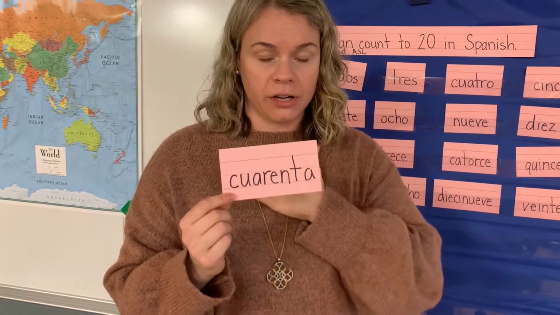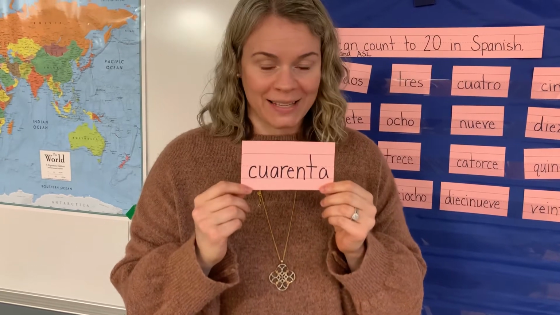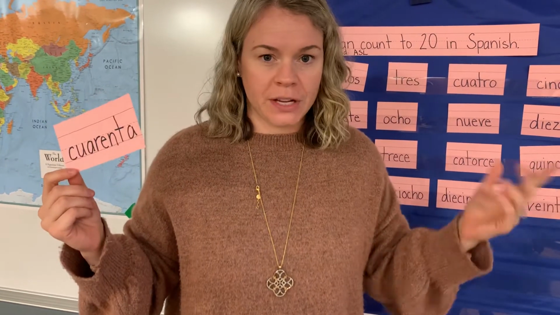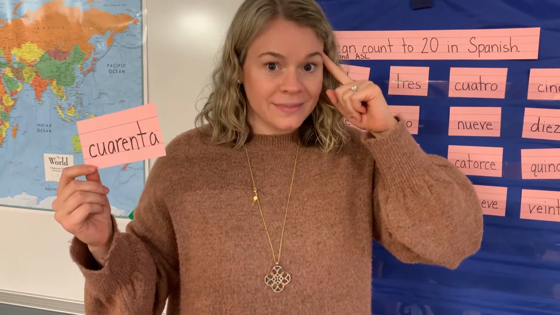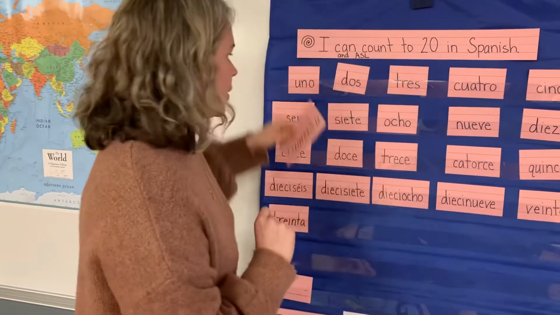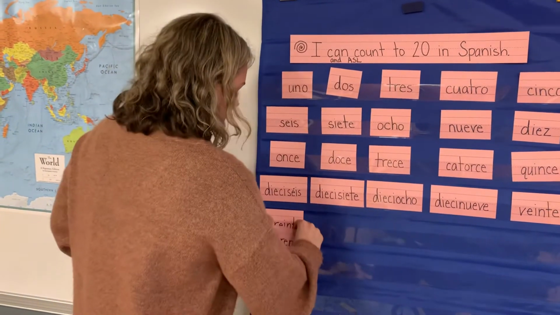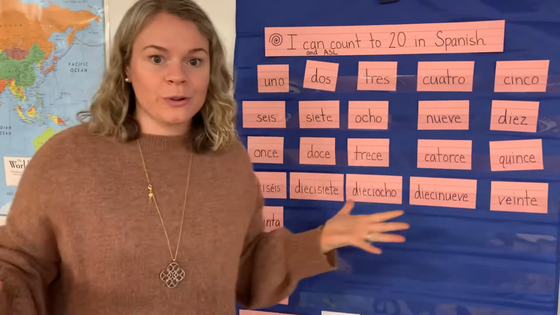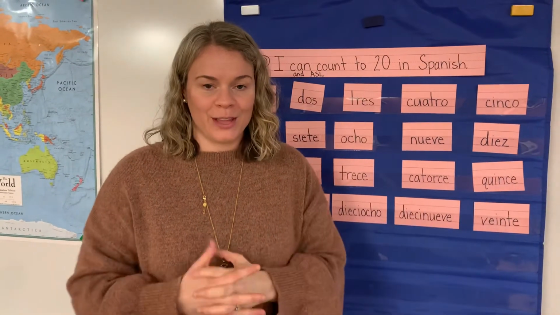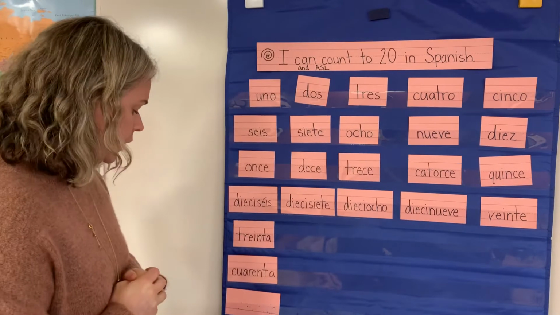And now I can do the same thing with 40. 40, my turn. 40, your turn. Awesome. Let's do 42. Can you remember what 2 is? Yes. Dos. So let's put those together. 42. Yes. So counting is fun because once you learn the pattern, you can make just about any number that you want.